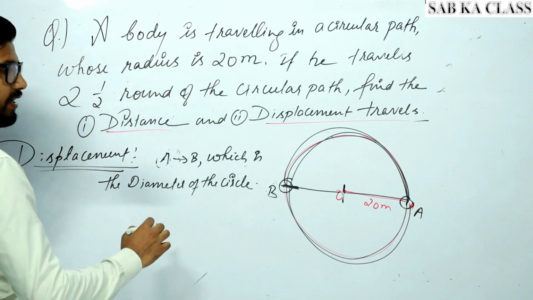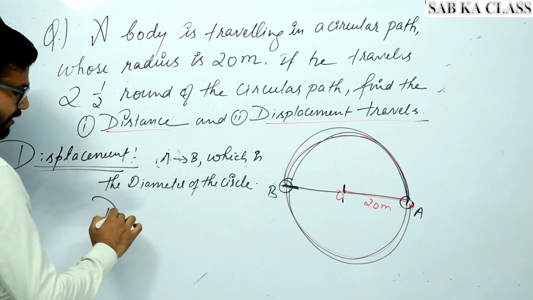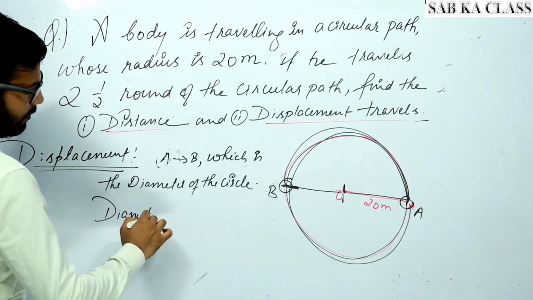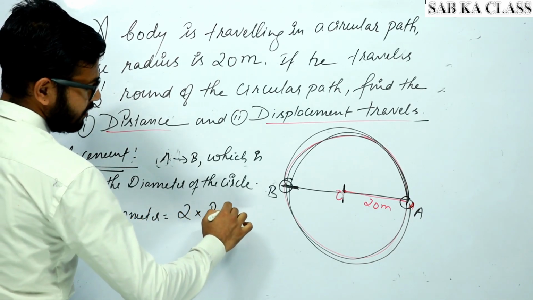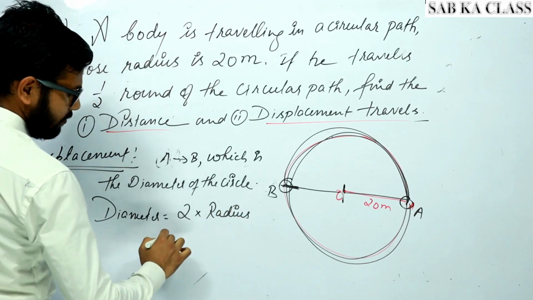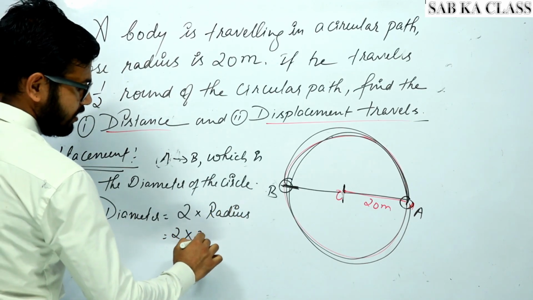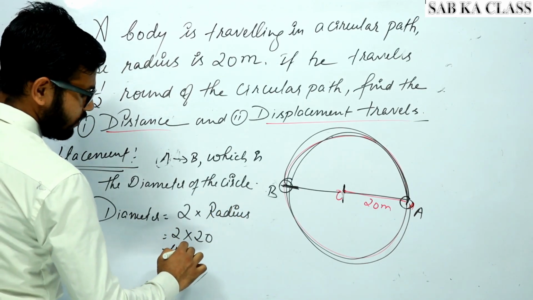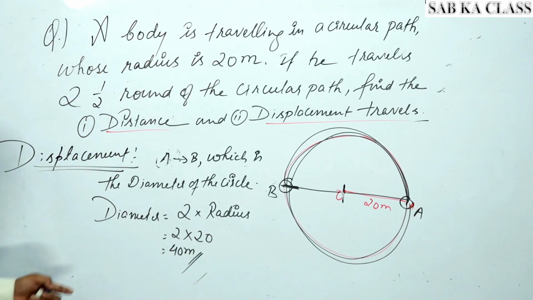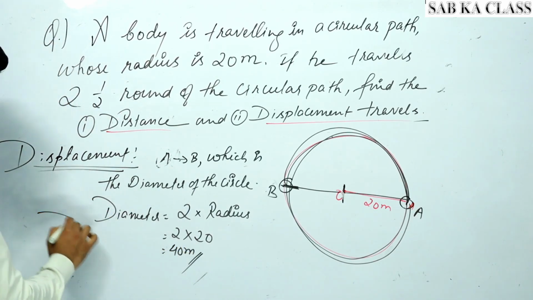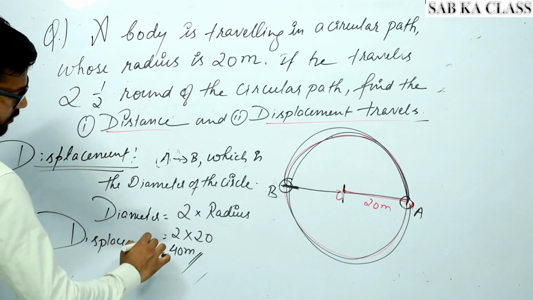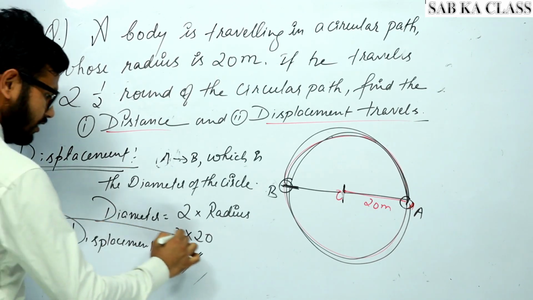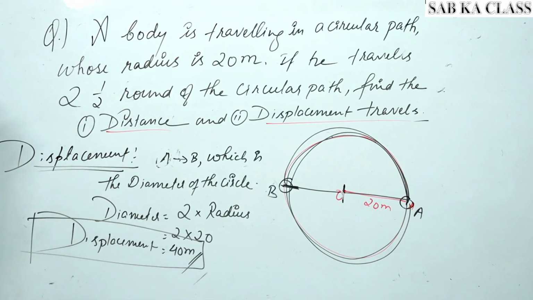And diameter means what? Diameter is equal to double of radius, 2 into radius. Definitely. That means 2 into radius, how much? Radius how much? 20. मतलब आपका हो गया 40 मीटर. Your displacement is how much? हाँ, very good. Displacement is your 40 meter. I hope it is very clear, my dear.